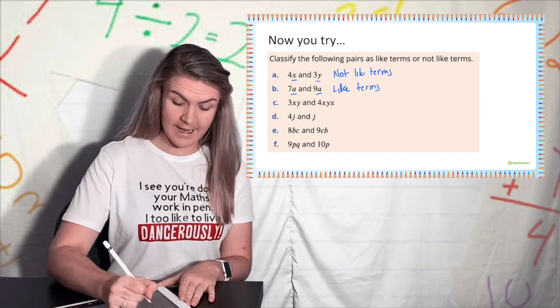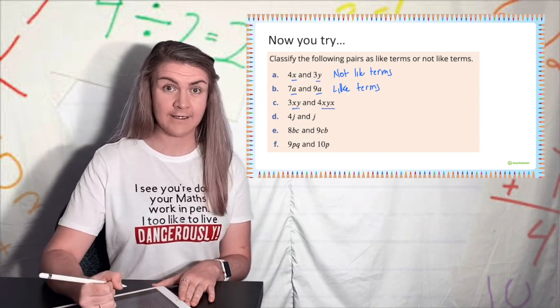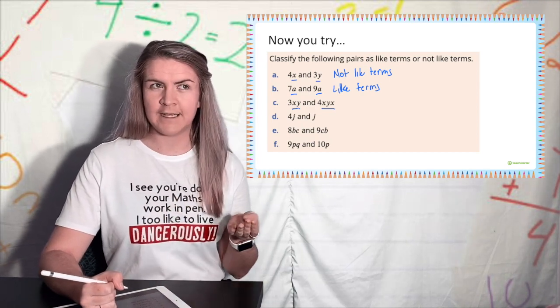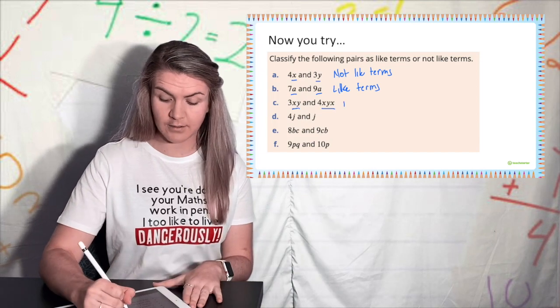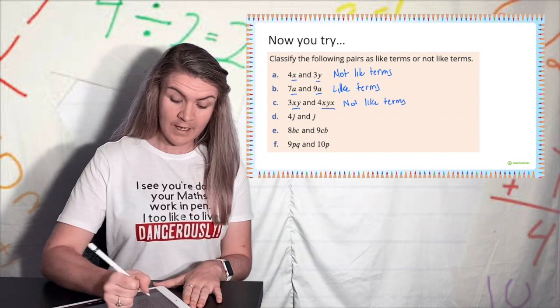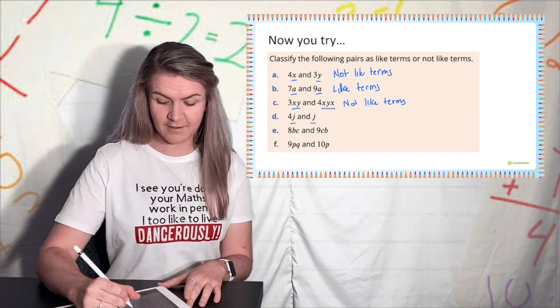Next, I have 3XY and 4XYX. Same as that other one. They both have the same letters, but one side has more X's, which means they're not like terms. I've got a J and a J. They're the same.